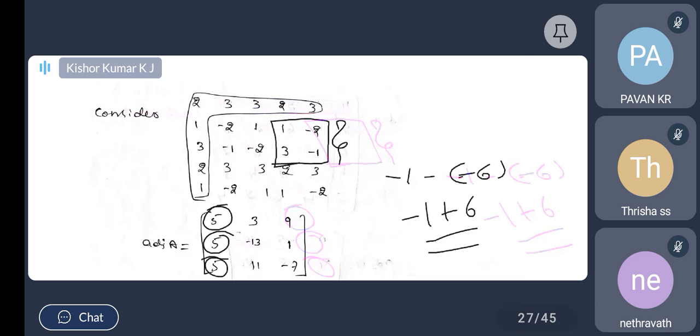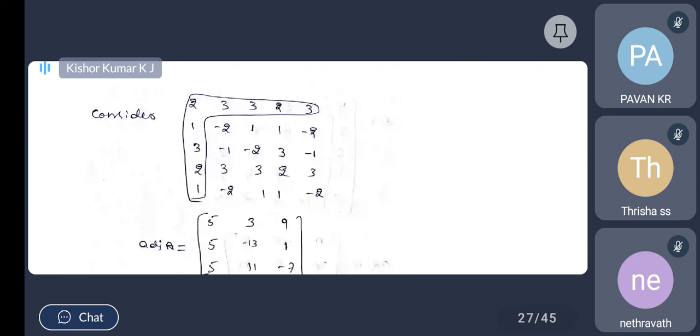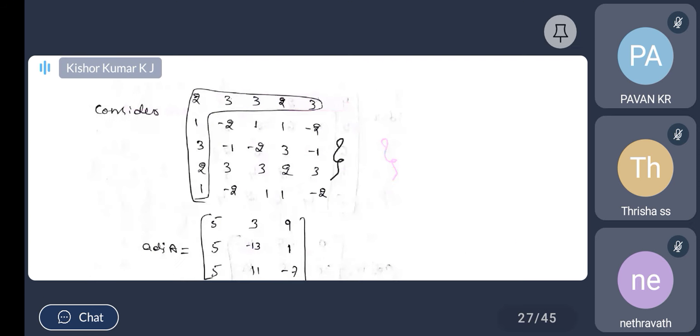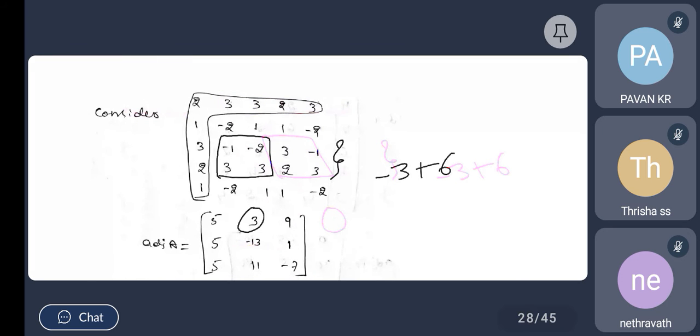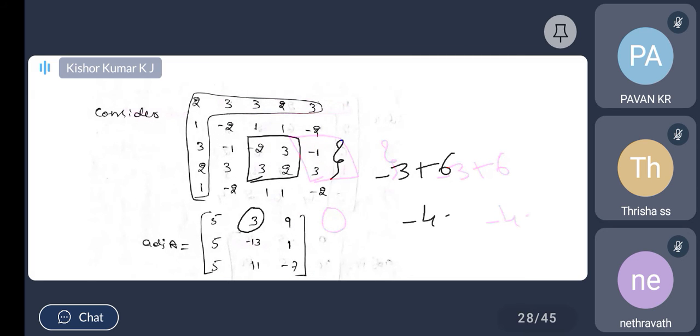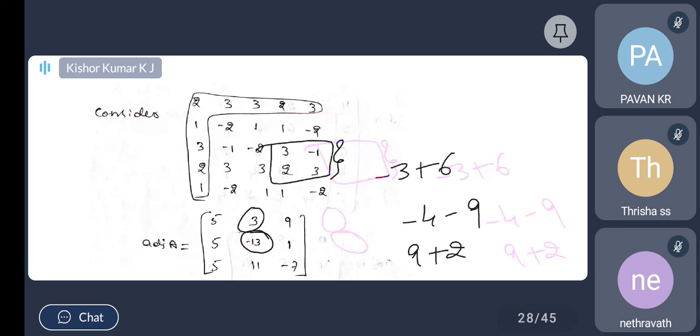So after getting the C1 elements, obviously we should go for finding the C2 elements. That is by considering the next two rows from the matrix what we have. Again the procedure is to consider the first four elements. You will get minus 3 plus 6, it will be 3. And the next four elements is minus 4 minus 9, it will be minus 13. And the last four elements are 9 plus 2, it is 11.